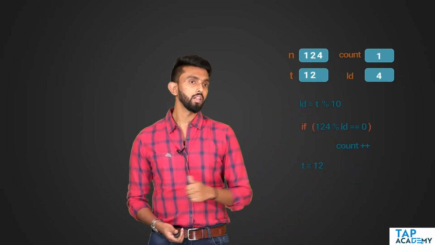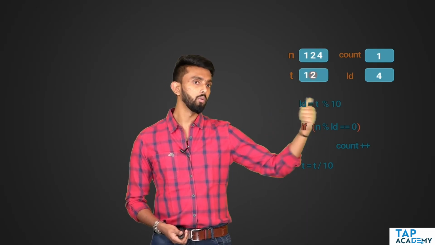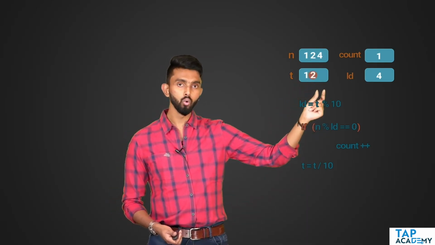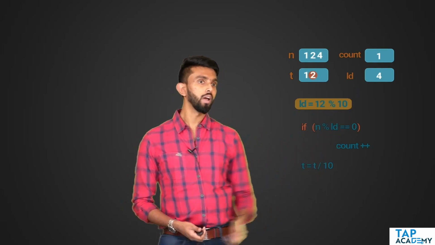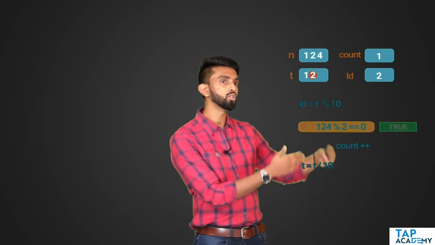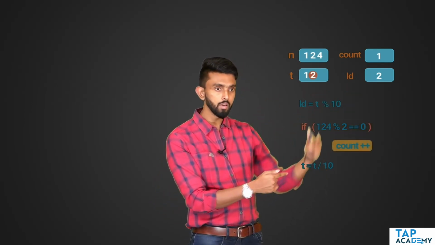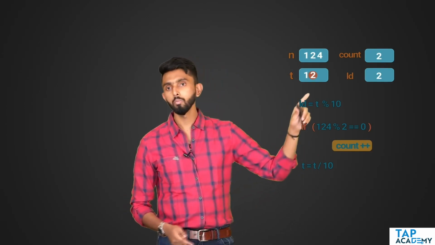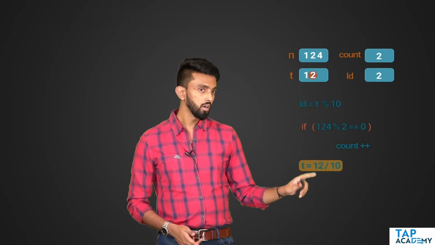Again, if I repeat, t modulo 10 gives me 2 as the last digit. Store that in LD, so LD is going to become 2. Check if n can be divided by the last digit. Can 124 be divided by 2? Certainly it can be, so the condition is true. If it is true, increment the value of count. Count becomes 2. Then remove the last digit from t. Divided by 10, automatically you will remove the last digit. 12 divided by 10 is nothing but 1, so automatically that will become the value.